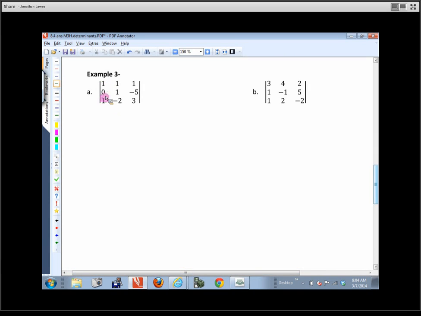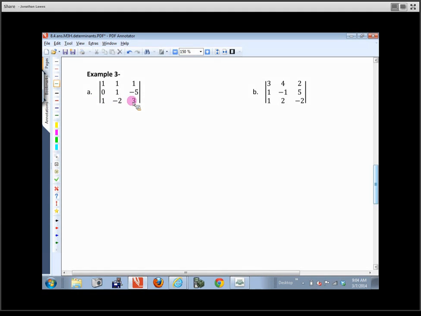Okay, because we have fairly small numbers. We've got ones for the entries in these two entries right here, and then we've got a 0 there. Probably the next best choice? Probably row 1 or row 2. Row 1 because it's all 1. Row 2 because it's got a 0 in it, even though it's got the -5 there.